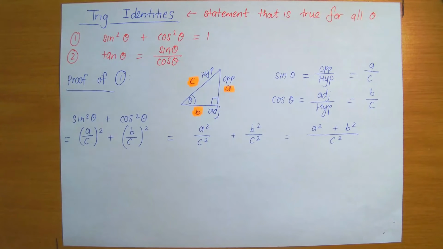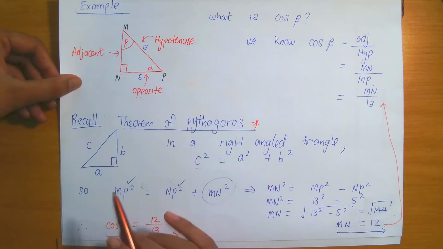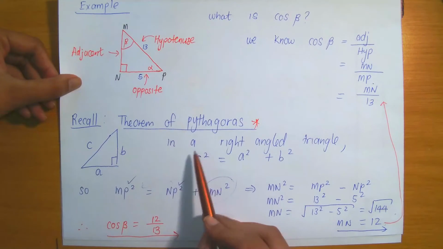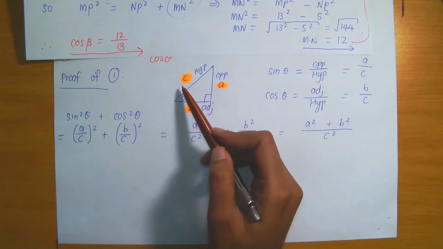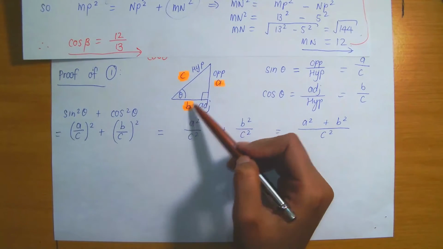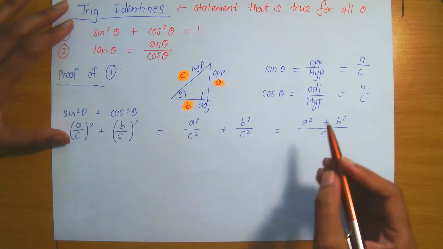Remember, I had just gone through the theorem of Pythagoras with you in the previous slide. So let me bring that slide back. In any right-angled triangle, the square of the hypotenuse, and remember here our hypotenuse is also labeled C, is equal to the sum of the squares of the other two sides. So we have that C squared is equal to A squared plus B squared.